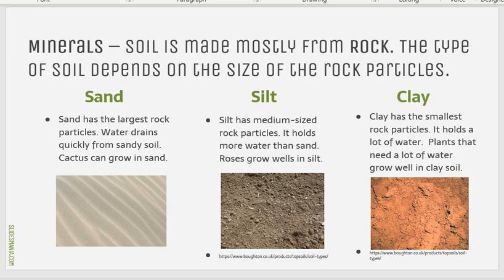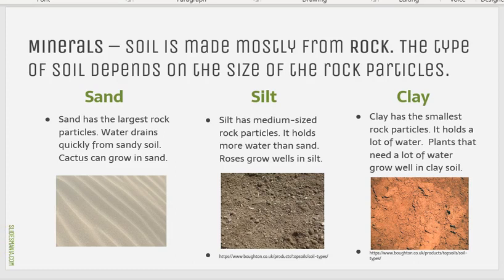So let's talk about the minerals first. Soil is made mostly from rock. The type of soil depends on the size of the rock particles. First kind of rock particle we're going to talk about is sand. Sand has the largest rock particles. Water drains quickly from sandy soil, so plants like a cactus could grow in sand.